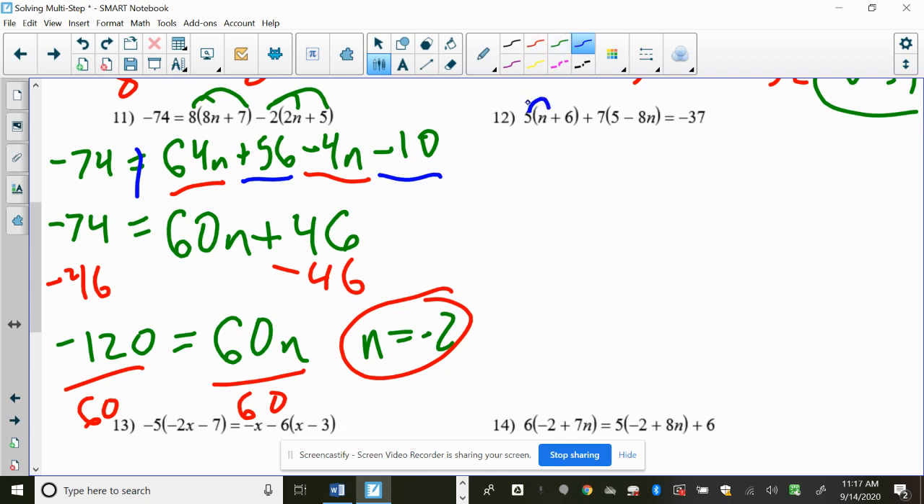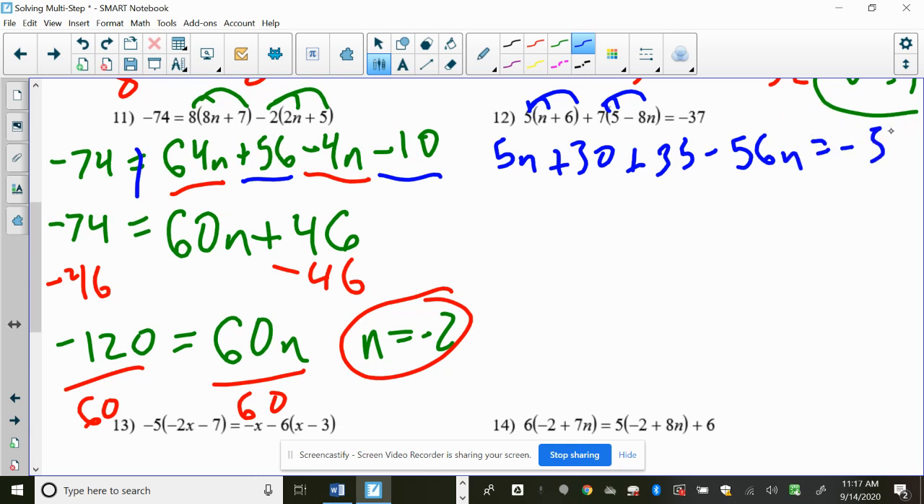Okay, so we multiply the 5 to both. So we have 5n plus 30, because multiply 5 by 6, that's 30. Plus 7 times 5, 35. 7 times negative 8n minus 56n equals negative 37.